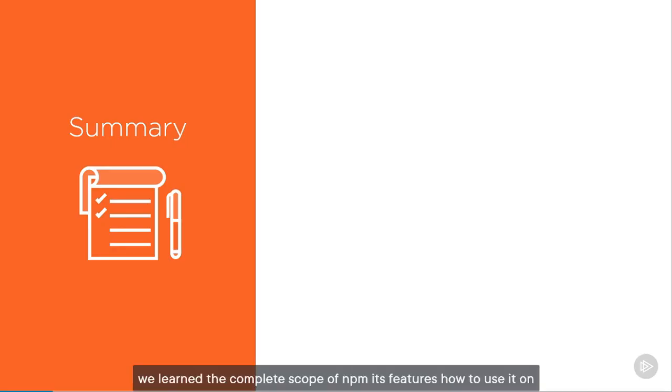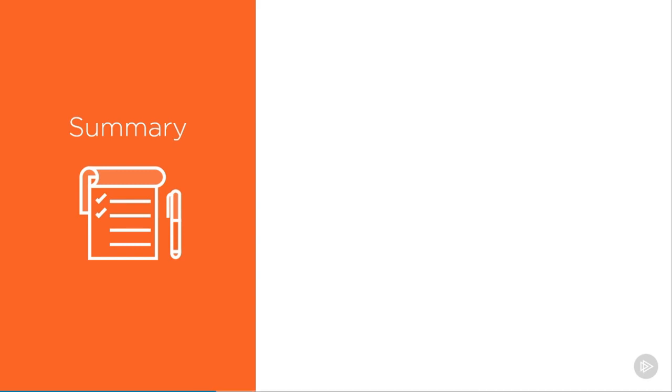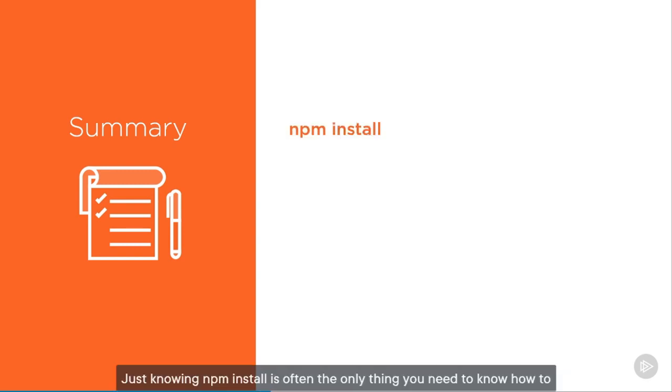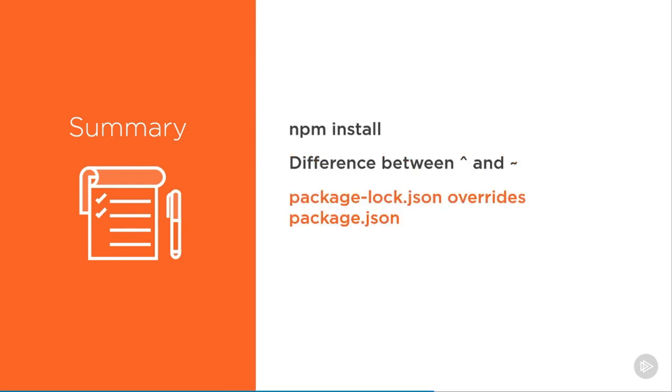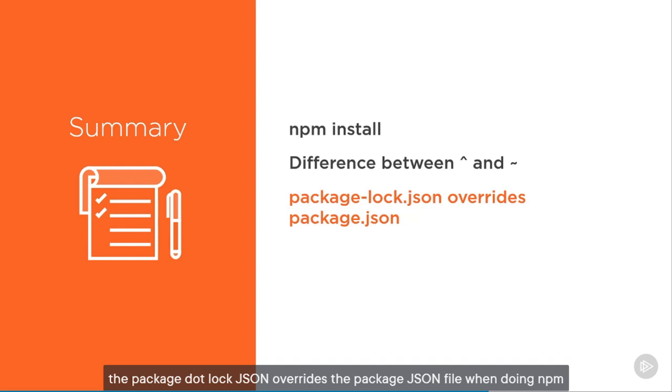In this course, we learned the complete scope of npm, its features, how to use it on both large and small development projects, and how to use it to publish our own packages to the npm repository. Here are the key takeaways from this course. Just knowing npm install is often the only thing you need to know how to do. The key syntax to understand is the meaning of the caret and the tilde, and the difference between them when listing version numbers in your package.json file. And finally, the package-lock.json overrides the package.json file when doing npm install.